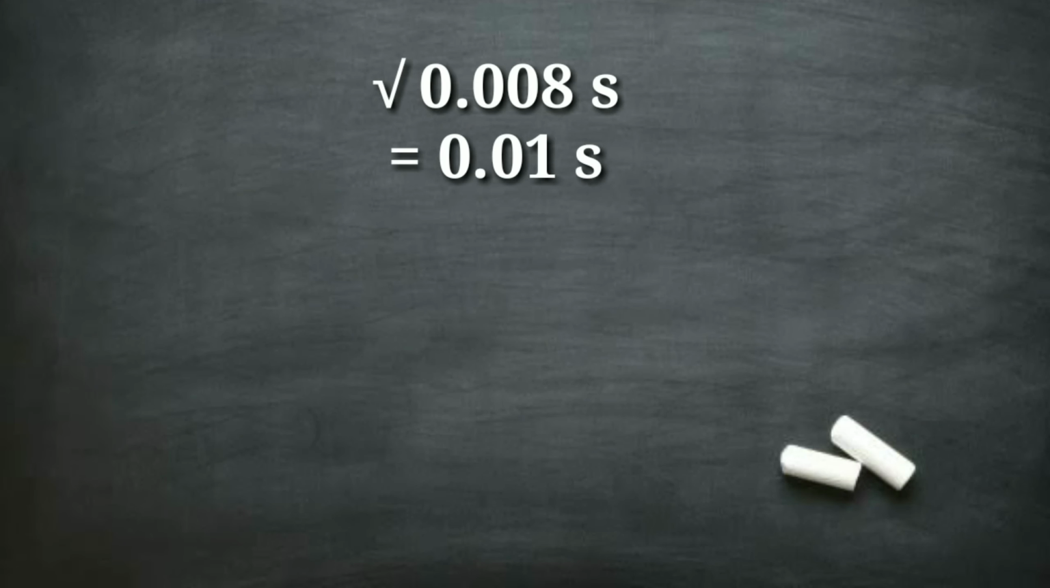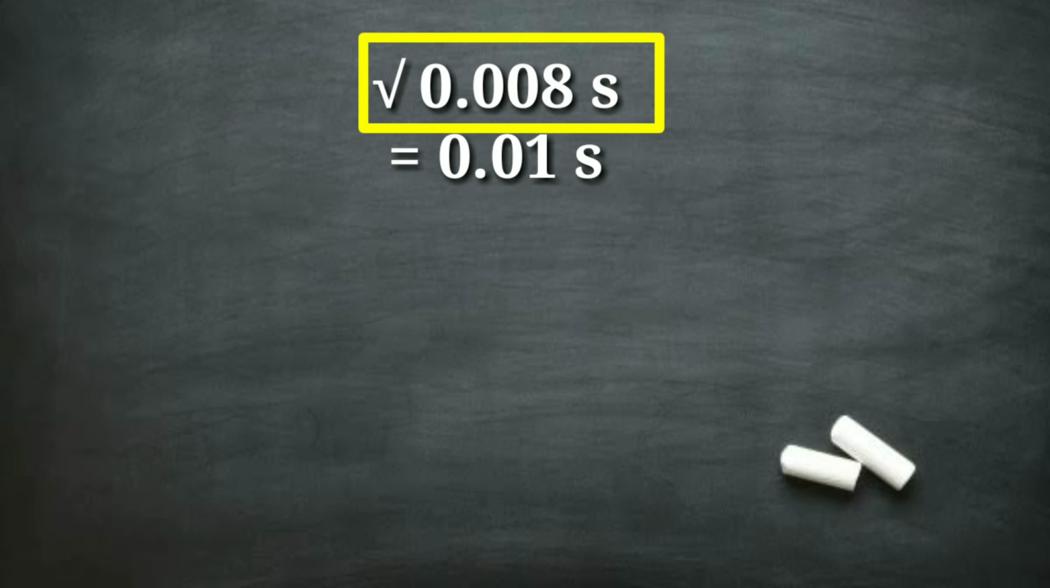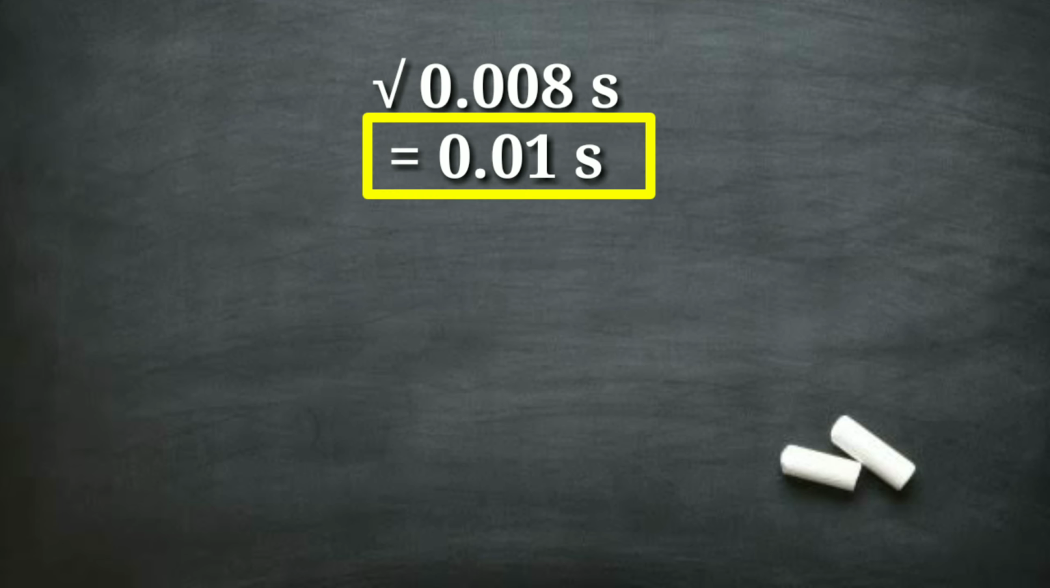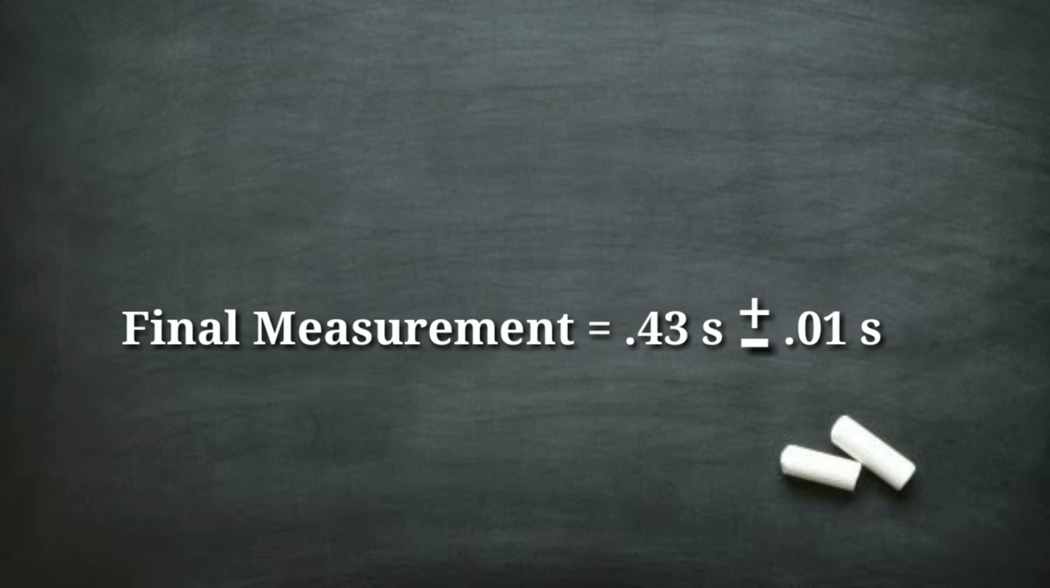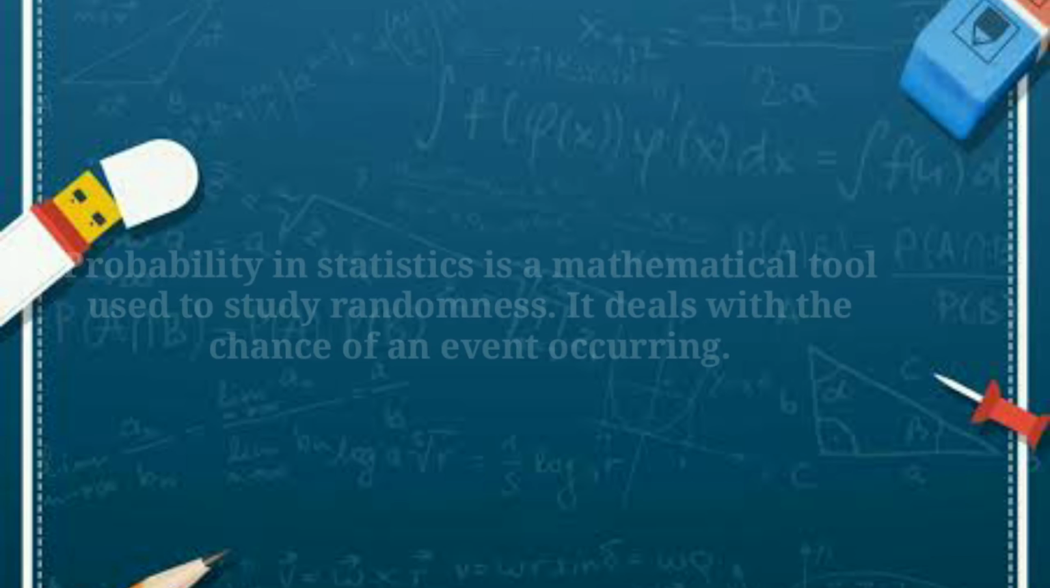Next, find the standard deviation by simply finding the square root of the variance, which is 0.008 seconds. So the standard deviation is 0.01 seconds. So since the average of the measurement is 0.43 seconds and the standard deviation is 0.01 seconds, the final measurement is 0.43 seconds, plus or minus 0.01 seconds.